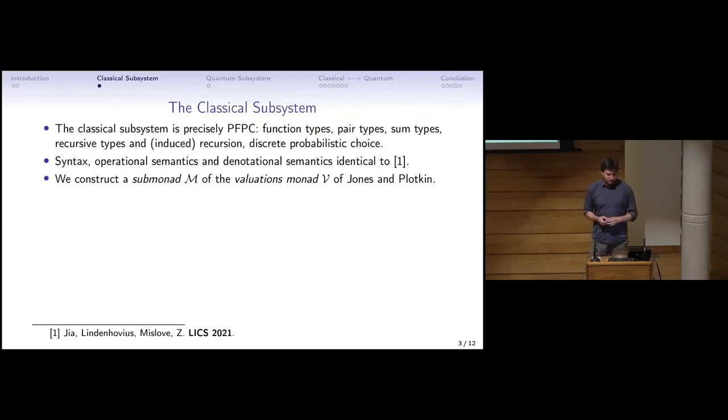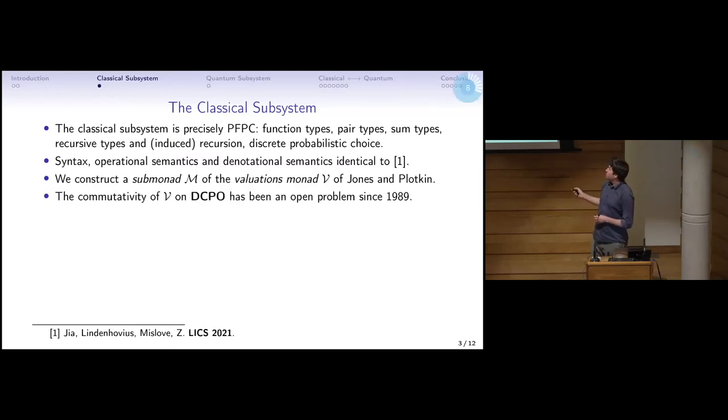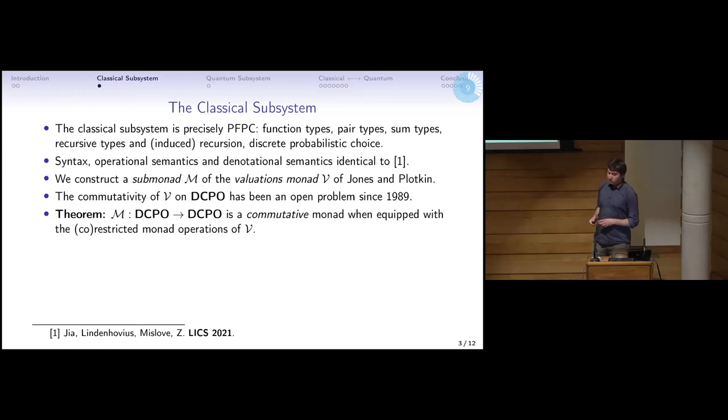Now, what we did in that paper is that we constructed a submonad of the valuations monad V of Jones and Plotkin. This valuations monad V is the traditional and classic way to talk about probability and recursion in domain theory. But there is an important but here: the commutativity of this monad. Commutativity is a nice property which you want to have because it implies a nice categorical structure on the Kleisli category of the monad. The commutativity of this monad has been an open problem since '89. However, in our LICS paper, we were able to prove that the submonad which we construct is commutative because we are able to restrict to a class of valuations, or so to say a class of semantic elements that we need, and the rest is stuff that we don't care about.